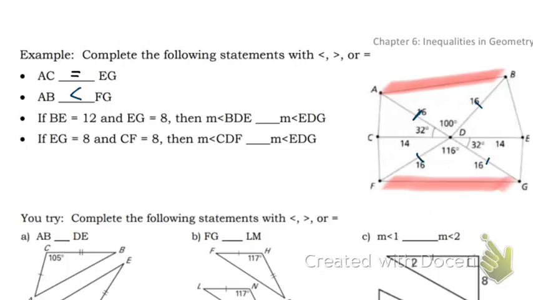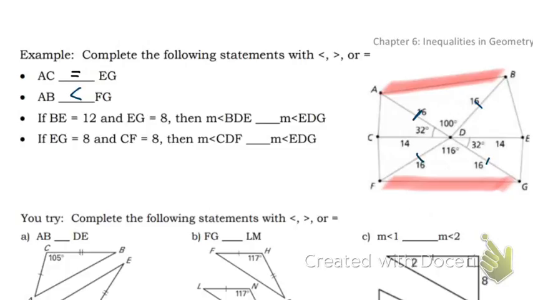Yes? I have a question. If those two sides are the same, why would it have to be 100 and 116? Why couldn't it be 116 and 116 or 100 and 100? Because the 16s are the same, wouldn't they be the same measure?